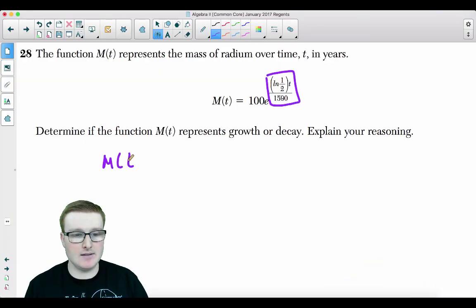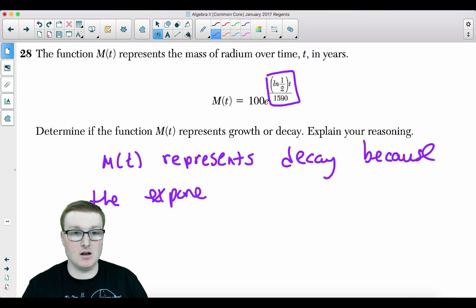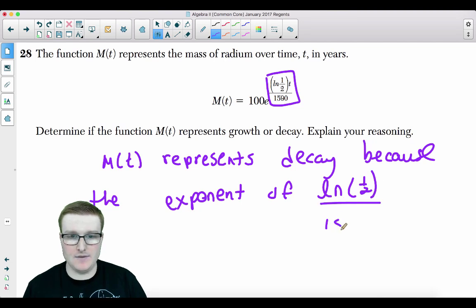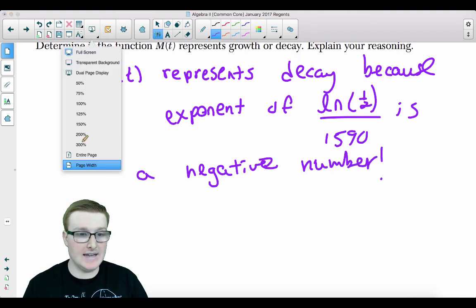So we're going to say that m of t represents decay because the exponent of the natural log of 1/2 divided by 1590 is a negative number. That's it. That's all you have to say. Pretty simple stuff, right? Not too bad.